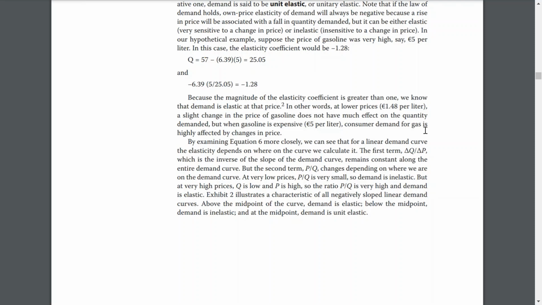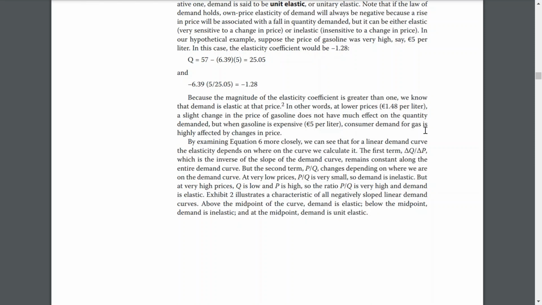By examining equation 6 more closely, we can see that for a linear demand curve, the elasticity depends on where on the curve we calculate it. The first term, the change in Q over change in P, or delta Q over delta P, which is the inverse of the slope of the demand curve, remains constant along the entire demand curve. But the second term, P divided by Q, changes depending on where we are on the demand curve. At very low prices, P divided by Q is very small, so demand is inelastic. But at very high prices, Q is low and P is high, so the ratio P divided by Q is very high, and demand is therefore elastic.